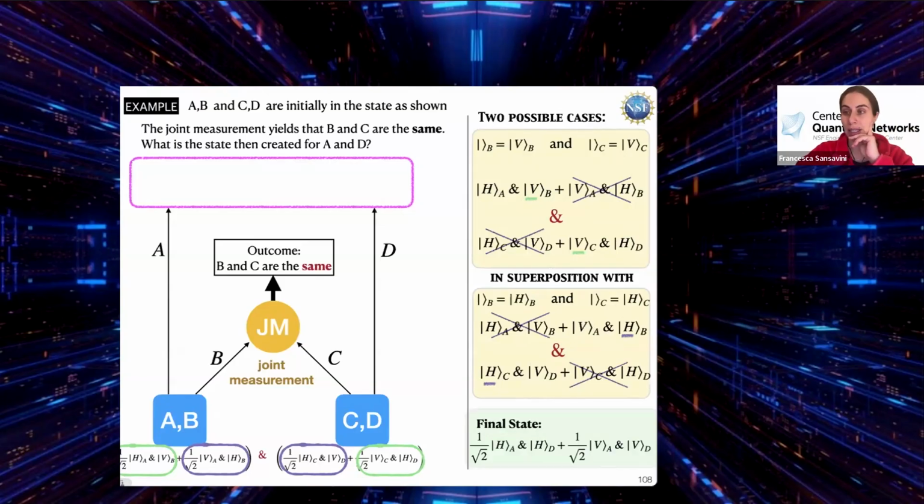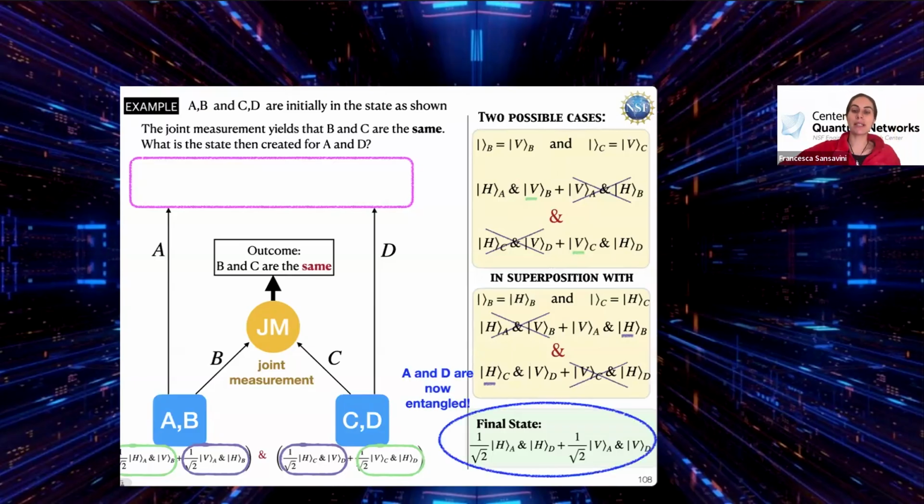So the final state is HH plus VV, as you can see here from what has been left. Of course, normalized with square root of 2. So what we see here is that A and D, the photons A and D, are in a Bell state. So they are entangled even if they have not interacted. So in a way, this joint measurement tool, this Bell measurement, has transferred the correlation of the A, B, and C, D states to the A and D photons.